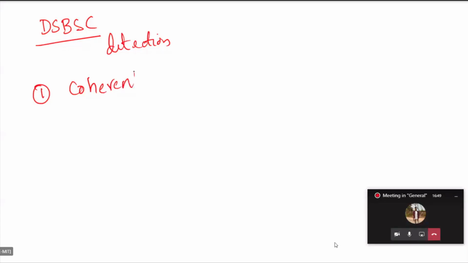So for DSBSC, we had done coherent detection. Now we will go ahead with one more detector for DSBSC. Prashant and Prabhu sir called me right now, that's why I unmuted myself. We were discussing, and he said it is better to go ahead with one more detector. Last class, we studied one detector, which was coherent detection.